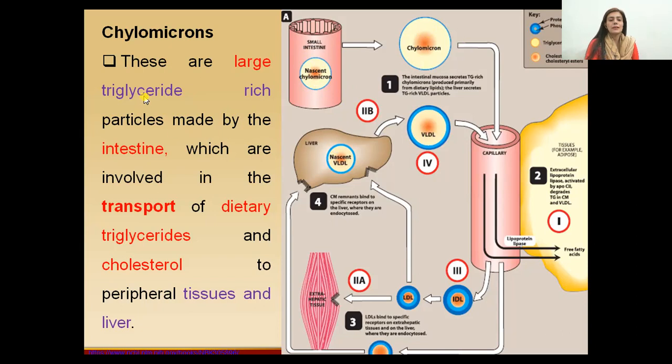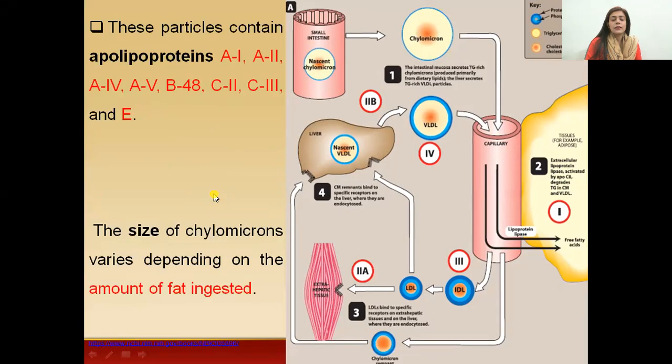Now, coming towards the chylomicron again, these chylomicrons have the ability to transport the dietary triglycerides and this cholesterol to the peripheral tissues and the liver. Now, what is the composition of these chylomicrons? These are themselves lipoproteins and consist of apolipoproteins, which are A1, A2, A4, A5, B48, C2, C3, and E.